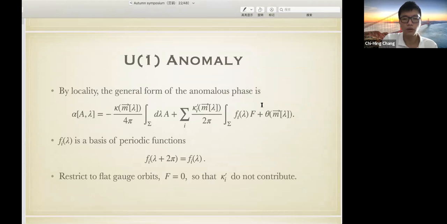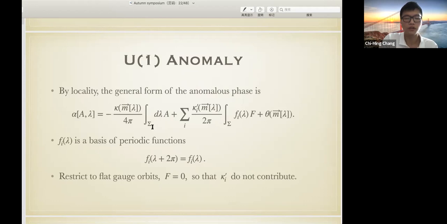We have two kinds of local functional that we can write down. The first one is dλ ∧ A, and the second one is a periodic function of λ times the field strength. The underlying reasoning for writing down these two terms is that λ is a periodic variable: λ is the same as λ plus 2π. And we want the integrand of this integral to be single valued. So λ can only appear either as dλ or in a periodic function.